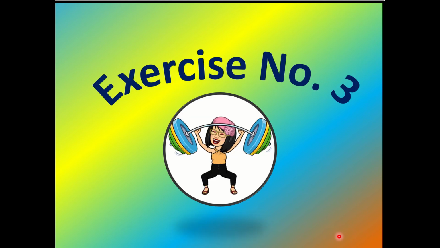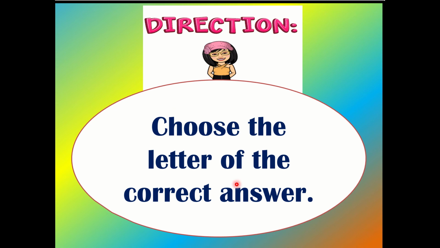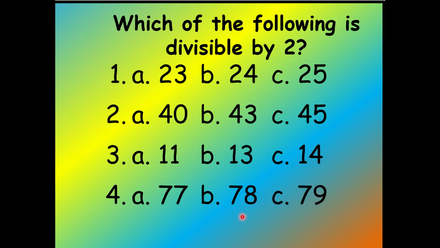For exercise number 3, the direction is choose the letter of the correct answer. So you will just choose a letter which is the best answer. Which of the following is divisible by 2? For number 1, is it A, 23, B, 24, C, 25?